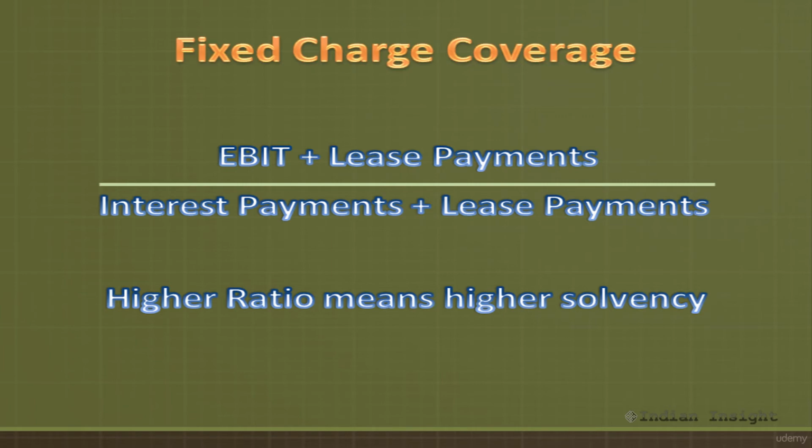With this, we have come to the end of solvency ratios. Next, we are going to look at the profitability ratios.